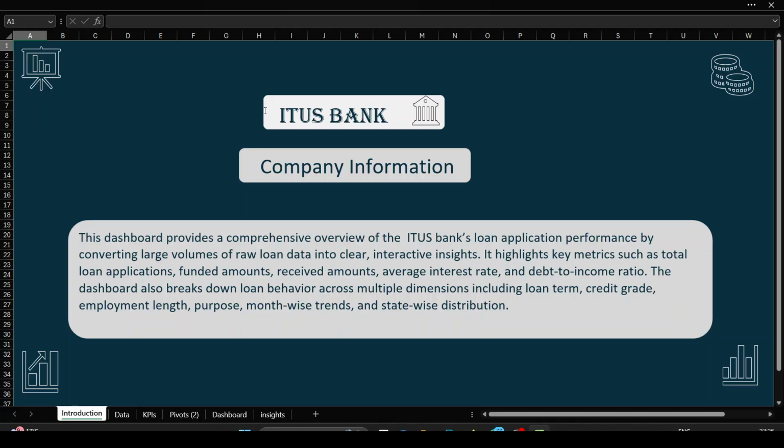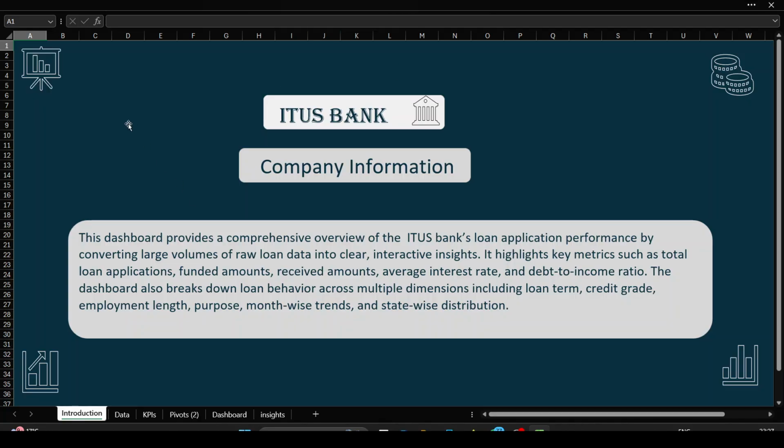the IT Bank. This dashboard converts raw loan data into clear and interactive insights, allowing us to understand overall lending activity and borrower behavior. It highlights trends in loan applications, funded amount, interest rate, borrower profile, and the geographic distribution. Overall, this dashboard serves as a powerful decision-making tool to analyze loan performance from multiple dimensions.